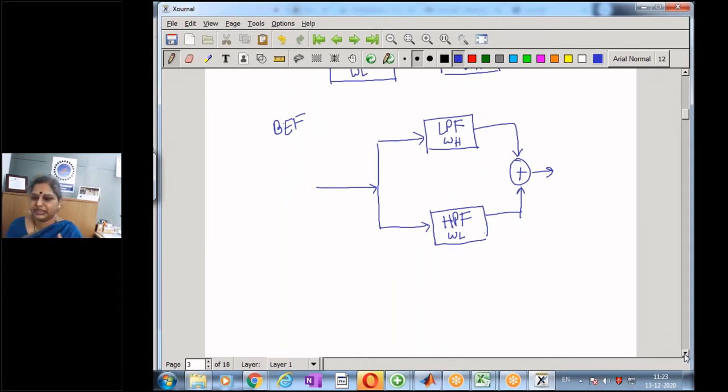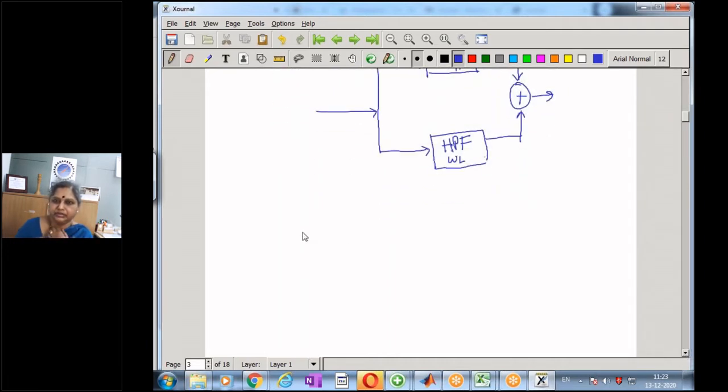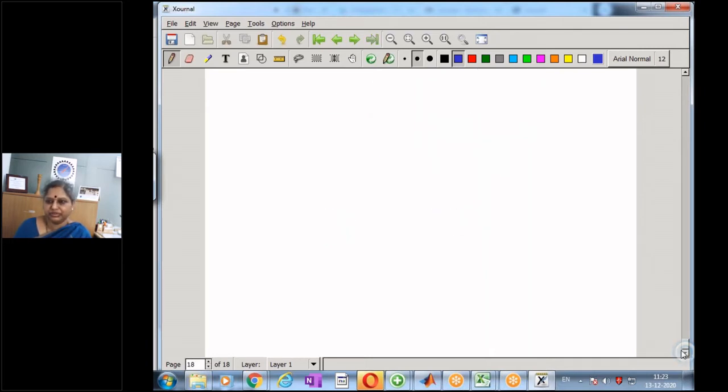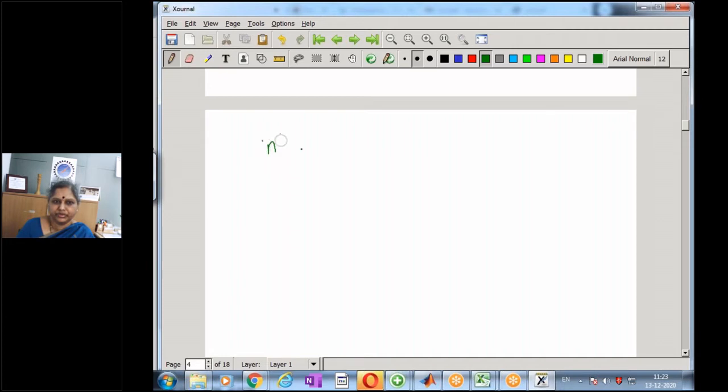And using frequency transformations, we can transform the filter. When we design a filter H of S with an omega C equal to 1, a low pass filter, by using the frequency transformations, I can convert it to any other filter of desired cutoff and desired frequency performance. So having seen frequency transformations, now let us see step 1, that is how to get the order of a Butterworth filter.